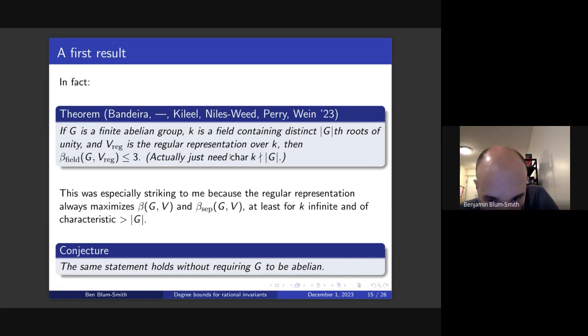Also, I will just state a conjecture, which is that the same statement holds without requiring G to be abelian. I have a student working on this, but I'm putting this out into the world. If you know there's reason to think this, feel free to ask me about it. But I don't have a proof yet. So yeah, that's an exciting unsolved problem.